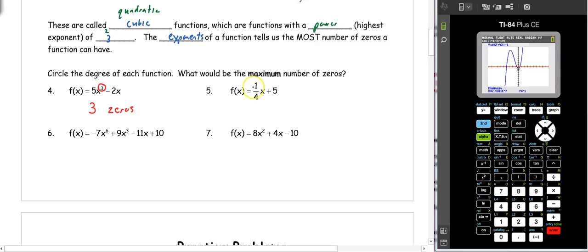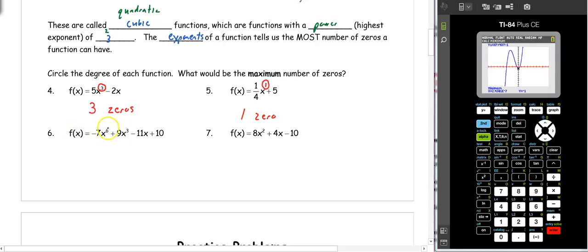In number 5, we have 1/4 x plus 5. Remember, not having a number there is like a 1. So the max we'd have is 1 zero, which makes sense because when we have horizontal or vertical or diagonal lines, they always can only cross the x-axis once.